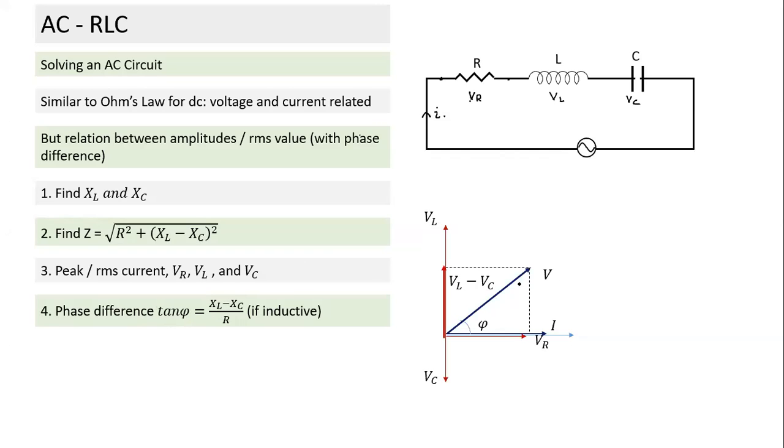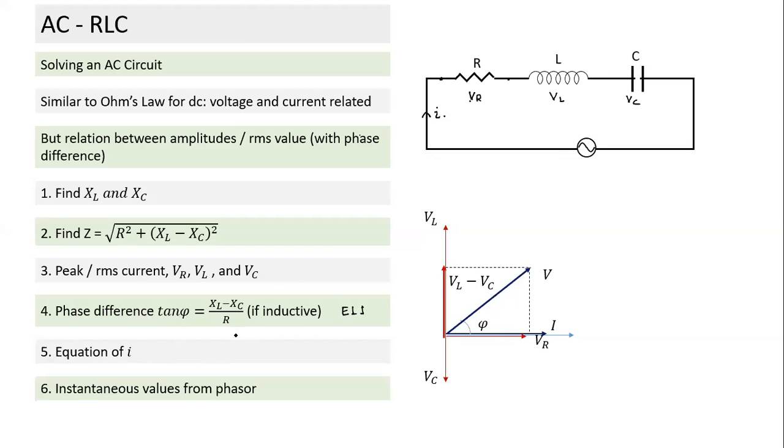In case of an inductive circuit, potential will lead. So in this case, what does the phi value indicate? The phase angle by which voltage leads current. Okay. So once we have the phase value, we can write an equation of I. Once we know the phase difference, we can write the equation of I and we can draw the phasor.